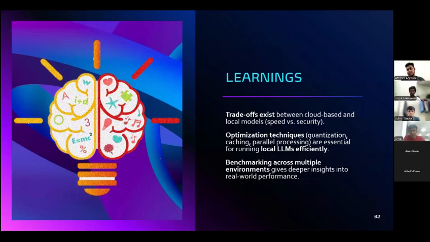The learnings: we discovered that both cloud and local models have trade-offs. Cloud APIs are faster and more accurate, but rely on the internet. Local models offer privacy and offline access, but need heavy optimization. Techniques like caching, quantization, and asynchronous processing were crucial. Lastly, benchmarking in real-world environments like mobiles, laptops, and VMs gave us deeper insights that we couldn't get from controlled settings alone.